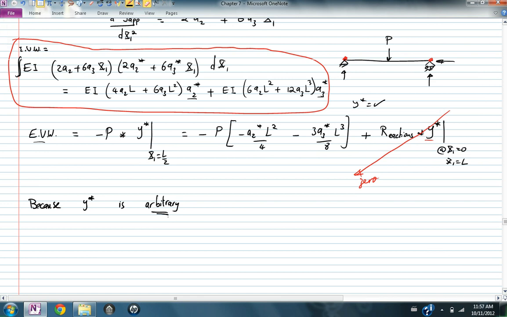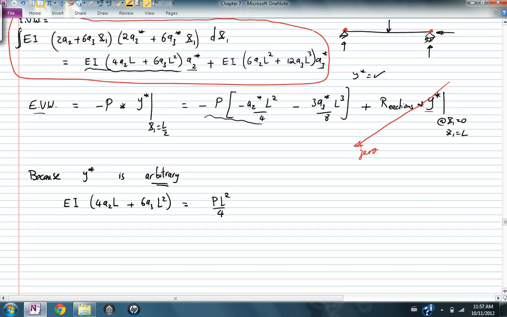And the first equation is EI times 4a2L plus 6a3L squared equal to PL squared over 4. That's the first equation. I found what's multiplied by a2 star from the internal virtual work and what's multiplied by a2 star from the external virtual work. I said they have to be equal. So this is the multipliers of a2 star.